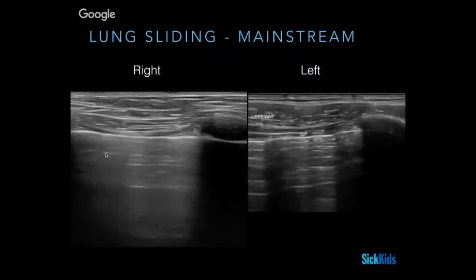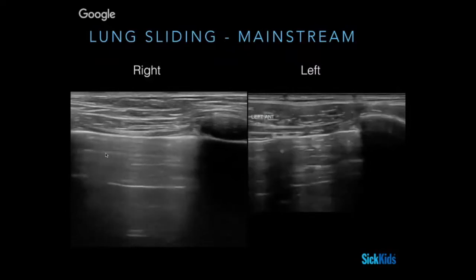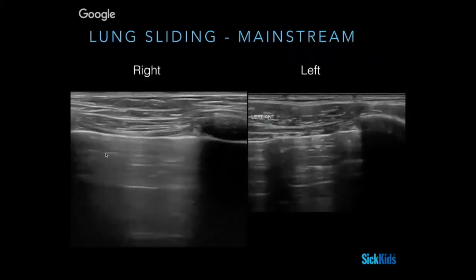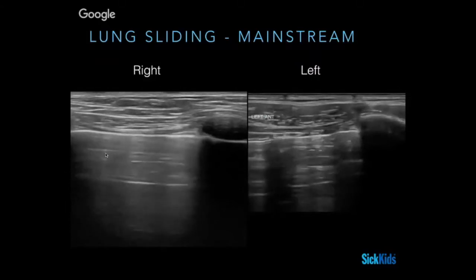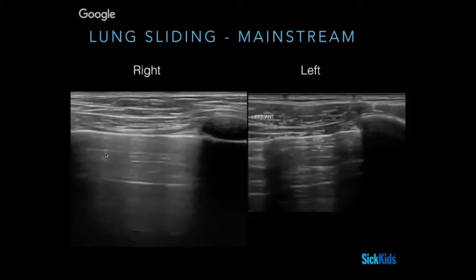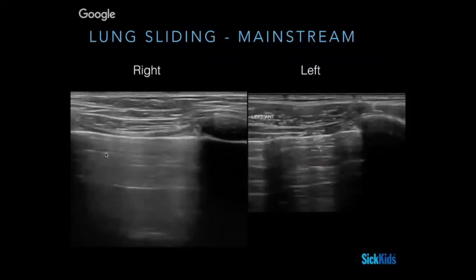So lung sliding. Oh, mainstem. Apparently I got auto-corrected there. So what do you guys see here? You see nice lung sliding on the right. You don't see such a nice lung sliding on the left. Yeah, I agree. So this would be your classic lung sliding finding in the setting of someone who has a mainstem intubation. Nice sliding on the right side, and then the left side is looking pretty dull, right?